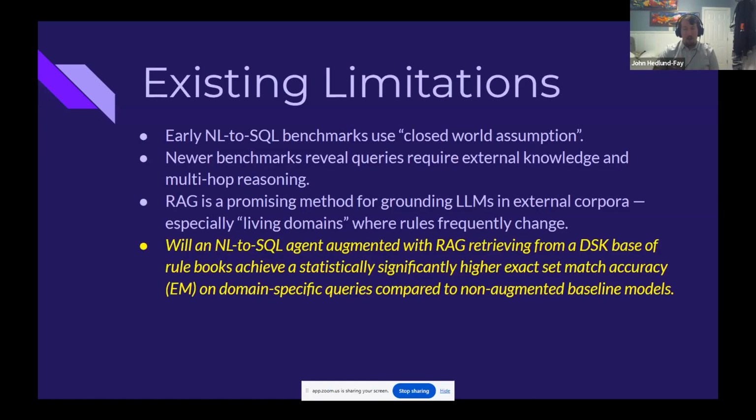This led to the central hypothesis of this work. Would a natural language to SQL agent augmented with RAG over a domain-specific knowledge base outperform conventional NL to SQL approaches on semantically difficult football domain queries? To this end, I investigated two competing architectures.